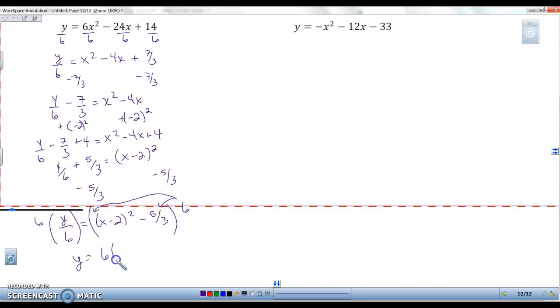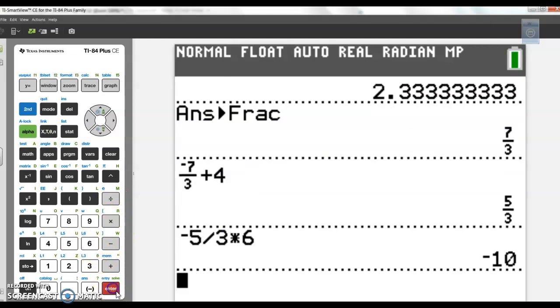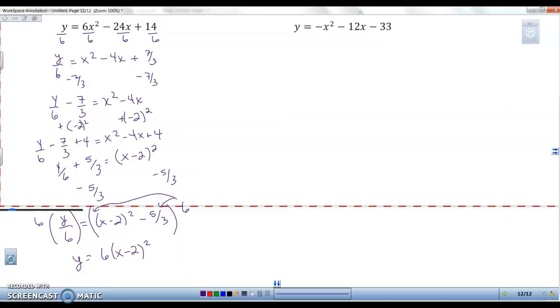So we have 6 times (x minus 2) quantity squared. And then I want negative 5/3 times 6. Negative 5 divided by 3 times 6 comes out to be negative 10. So negative 10 will be this here. And that gives me my equation. All right, so there's my equation in vertex form.